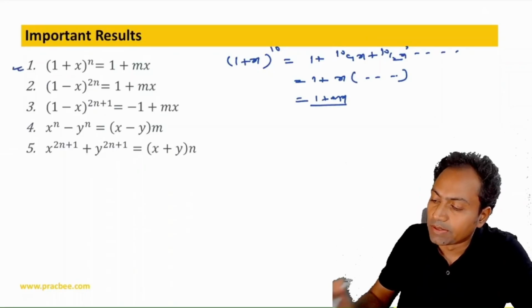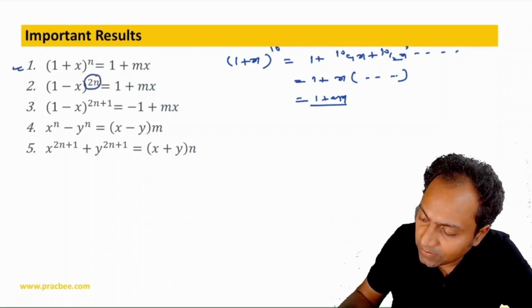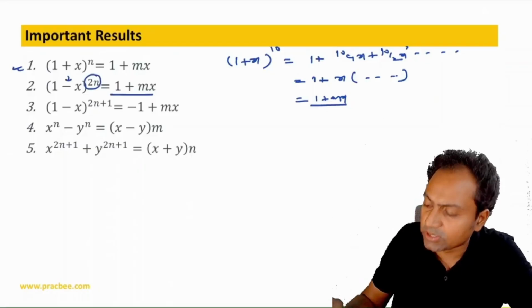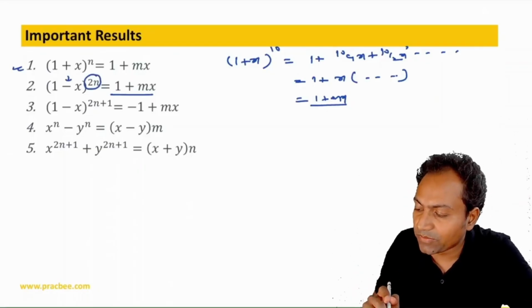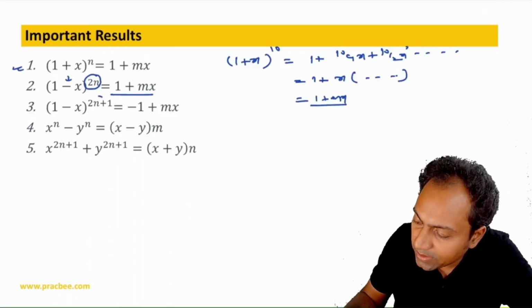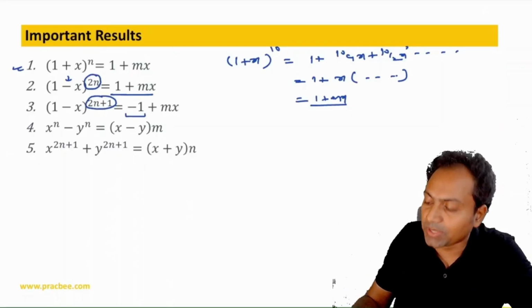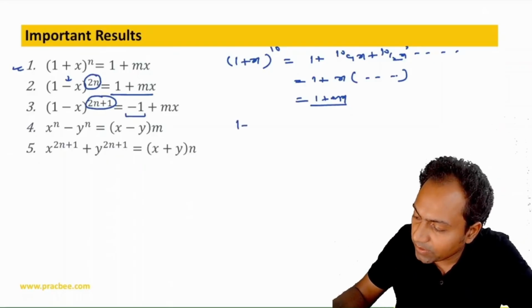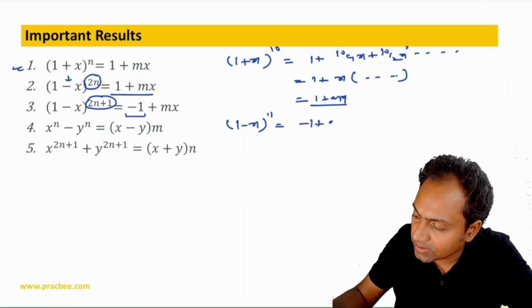Got it? Next result, what we are saying is in this power, if I write an even number, even in case of minus sign, I can use the same statement. By expansion, again, you can realize this result. Next one, if we have an odd power here, then instead of plus 1, you will get minus 1 here. For example, if I write (1 - x) raised to the power 11, then once I start simplifying, what we will observe is that we are getting nothing but minus 1 plus mx.